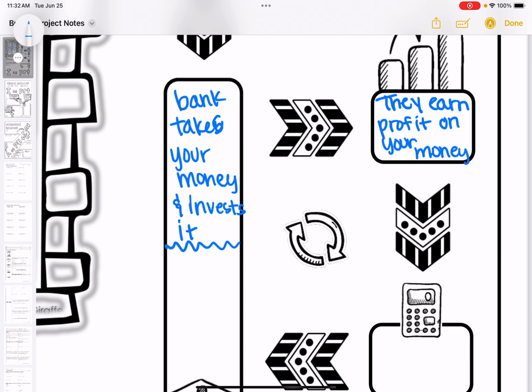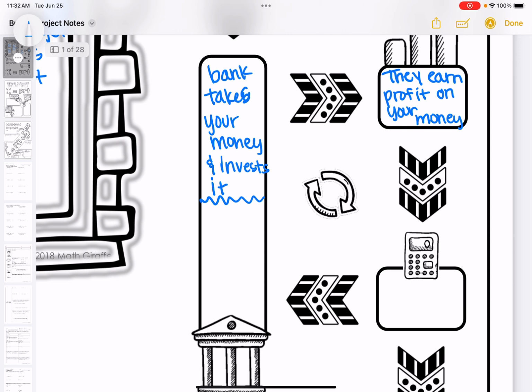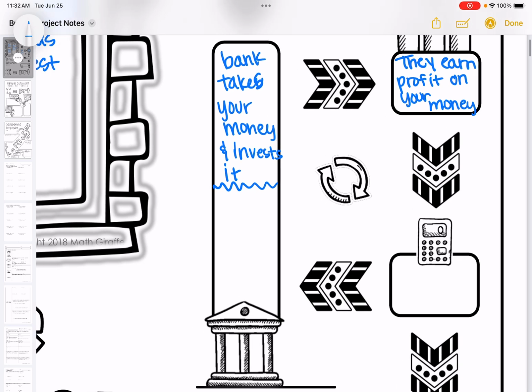All right, once the bank takes it and invests it, they're trying to earn a little bit of profit, and then they get to decide how much interest, okay, you're actually going to make. So your percent interest is calculated.